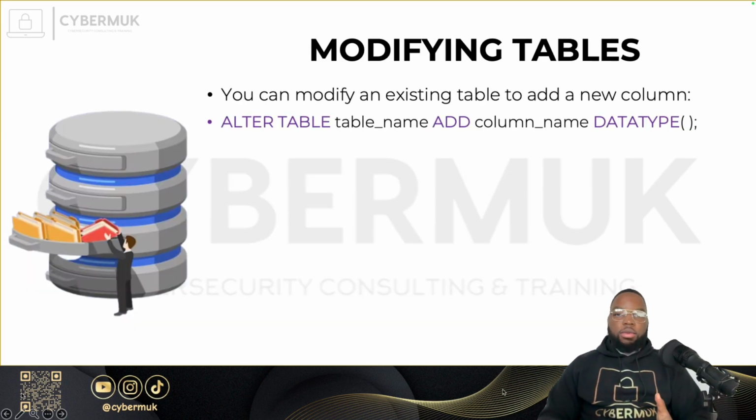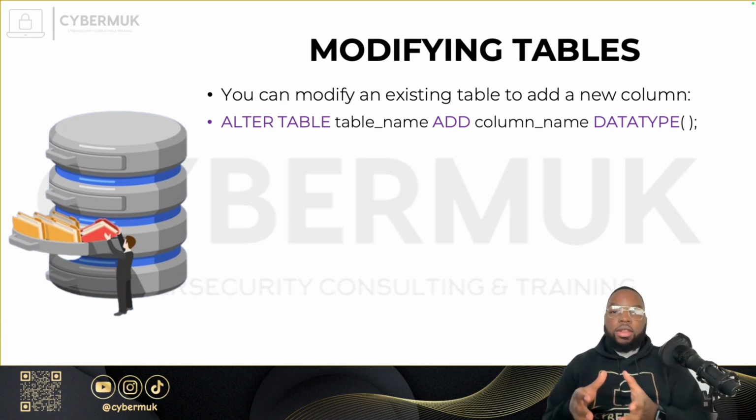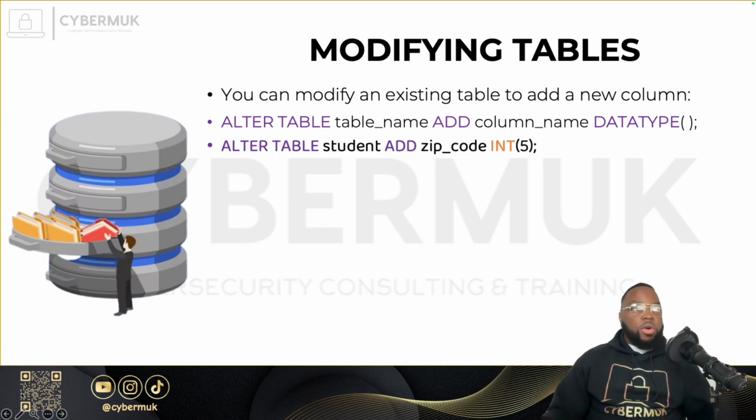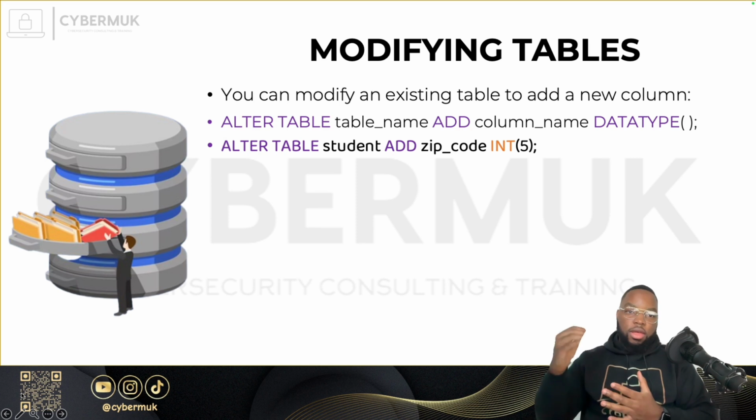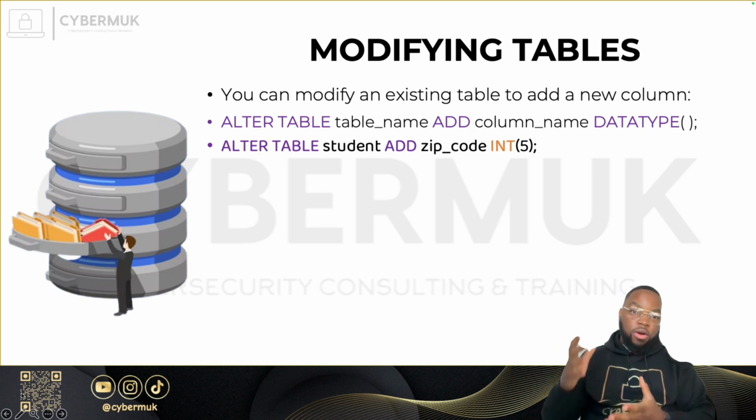Now to modify a table, you can modify an existing table to add a new column. So your table already exists and now you want to add columns. You use a keyword alter. So alter table, the name of the table, add a column name, and then the data type you want to add. So imagine that we want to add a zip code to the table of students. So all our students, we didn't have zip codes for them, and now we want to create a column and add a zip code column for all of them.